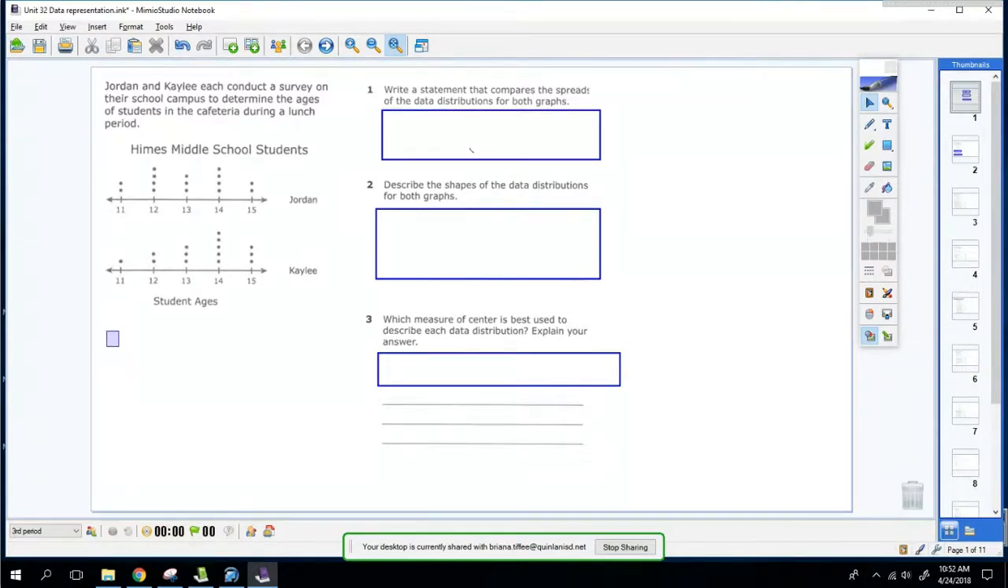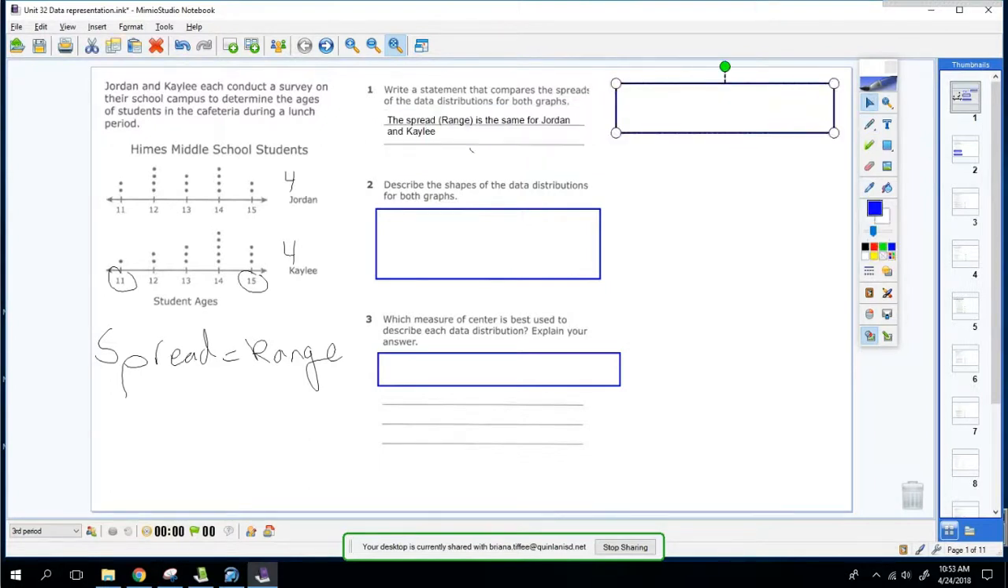Well, another word for spread is range. So you've got to find the range. The range for Jordan is 4, and the range for Kaylee is 4, because you have to take your biggest number and your smallest number and subtract them. So you would say the spread or the range is the same for Jordan and Kaylee.